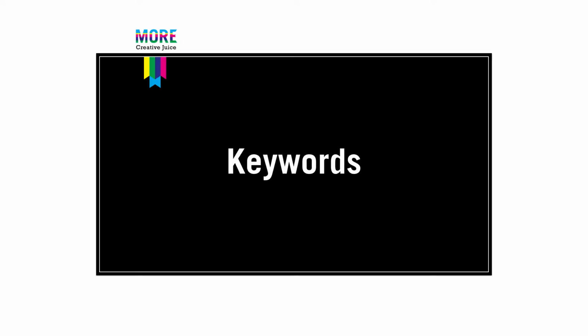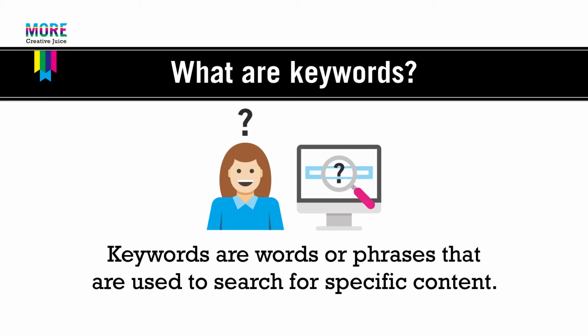Okay, let's talk about keywords. What are keywords? Keywords are words or phrases that are used to search for specific content. So you might be familiar with hashtags. Keywords are slightly different from hashtags. They are groups of words. You can include spaces. They often are a question, so you can use question marks and grammar and apostrophes and all things like that.